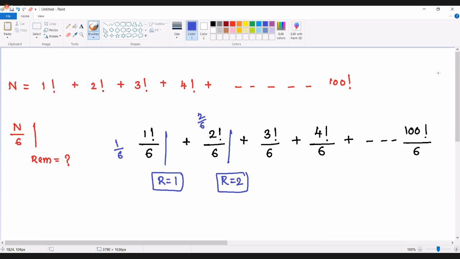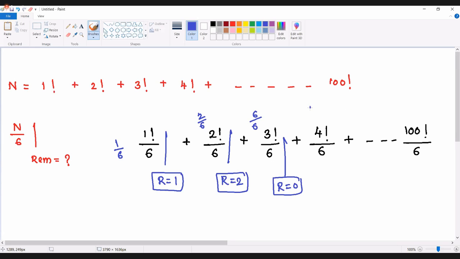Then 2 factorial by 6, 2 by 6, the remainder is going to be 2. So 3 factorial divided by 6. What is the remainder in this case, my dear? 3 factorial is nothing but 6. 6 by 6, what is the remainder, my dear students? 6 by 6, the remainder is going to be 0.